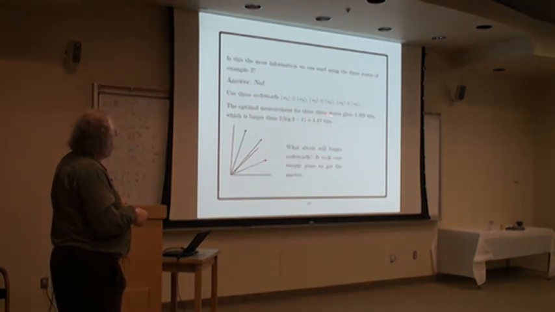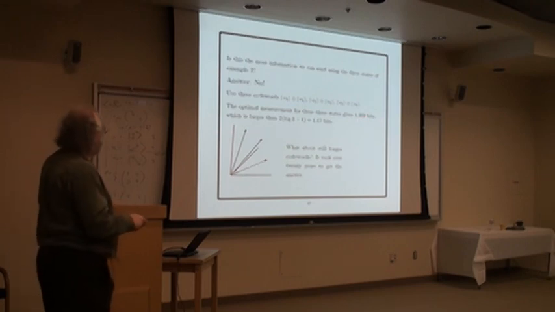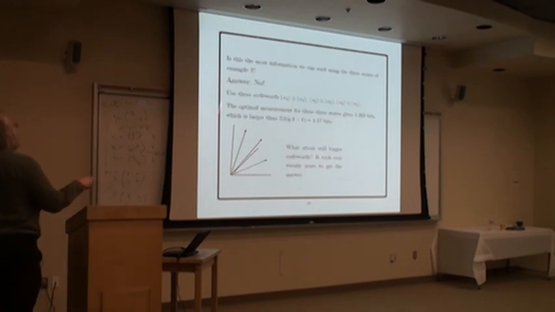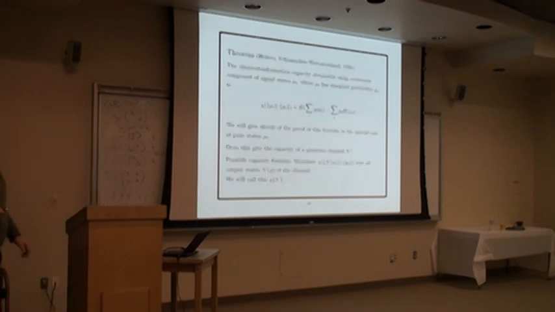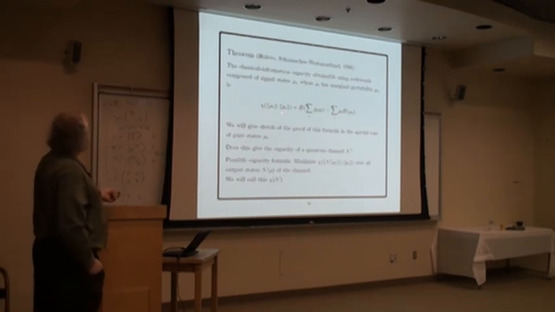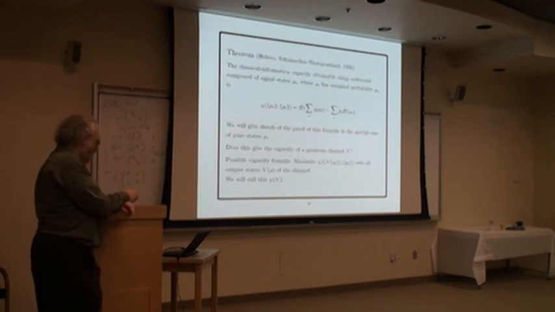So using single symbol code words, you got log 3 minus 1. Using two symbol code words, you get a rate of 1.369 over 2, which is larger. And you can ask, what about still longer code words? Holevo observed this in 1973, and the actual answer for the capacity of this channel wasn't found until 20 years later. What Holevo and Schumacher-Westmoreland proved was that the classical information capacity obtainable using code words composed of signal states rho sub i, where rho sub i has the marginal probability p sub i, is what is called the Holevo information of the ensemble.